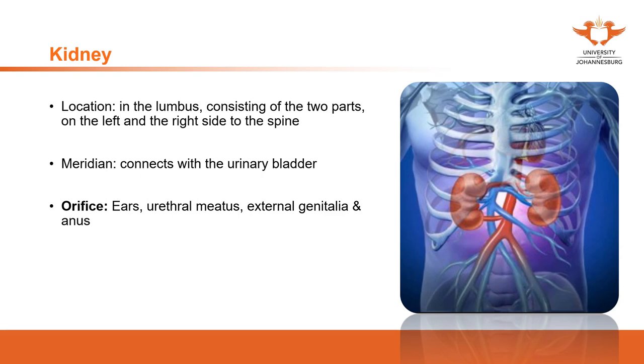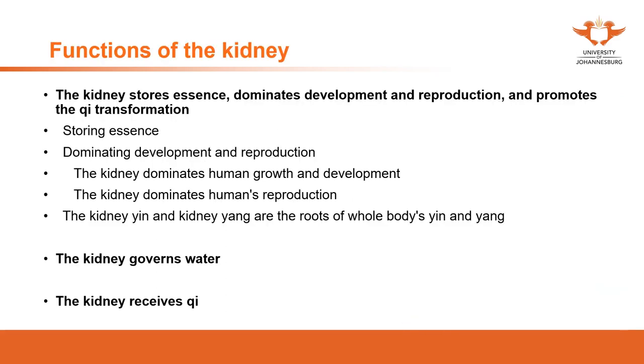Because the kidney sits in the lumbar region or the waist, in Chinese medicine, we call the waist or the lumbus the mansion of the kidneys. There are three functions of the kidney. First, the kidney stores essence, dominates development and reproduction, and promotes the qi transformation. Second, the kidney governs the water. Lastly, the kidney receives qi.